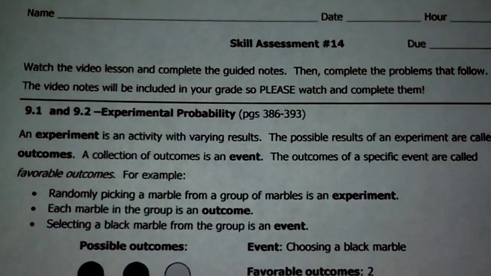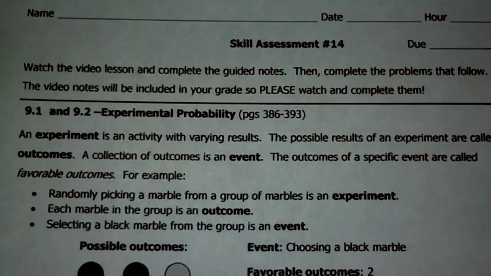Okay, so in sections 9.1 and 9.2, we talk about general probability, what it means, and then focus on experimental probability. So I'm going to define a whole bunch of words for you, and then we'll apply it so you know what those words mean. First off, an experiment is an activity with varying results. So the results aren't always the same, they change or vary. The possible results of an experiment are called outcomes. So things that can happen as a result of what you do. A collection of outcomes is an event. The outcomes of a specific event are called favorable outcomes.